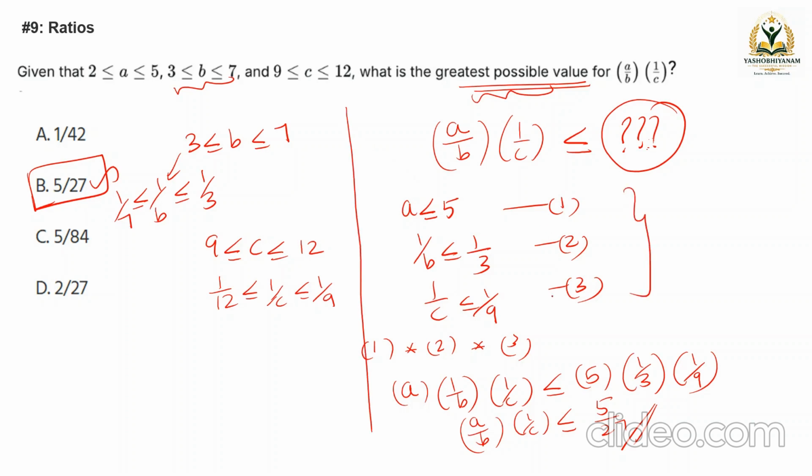Now all three are positive numbers. A is less than or equal to 5, 1 over B is less than or equal to 1 over 3. Directly you can multiply the left hand side, and the same inequality will get preserved when you multiply, because nothing is changing here, you're just multiplying it as it is. Three constants on the left side, three constants on the right side, you're multiplying it, inequality will not change. Clear? So the greatest possible value here is 5 over 27.